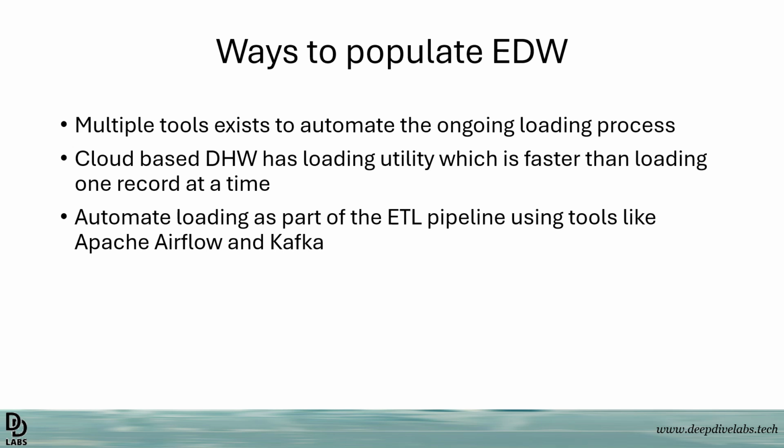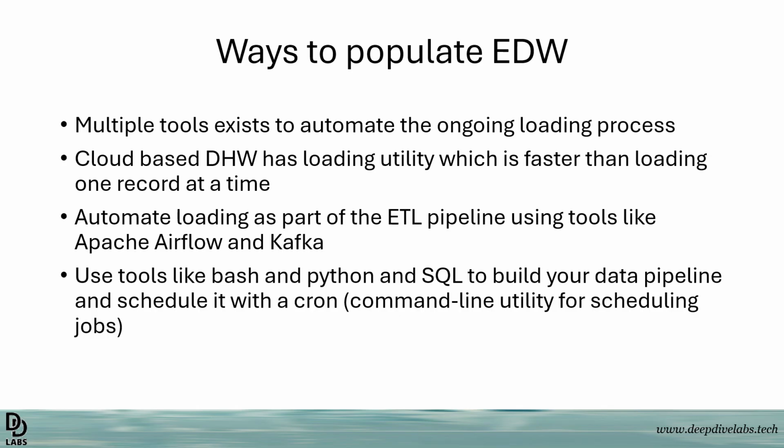data, etc. Your enterprise data warehouse can also be populated using tools like Bash and Python and SQL to build your data pipeline, and it's scheduled as a cron job. A cron job refers to a command line utility that is typically used in the software development process for scheduling jobs. A job is any sort of task, right? At the end of the day, you need to capture all of the differences in your operational database and update it into your data warehouse.